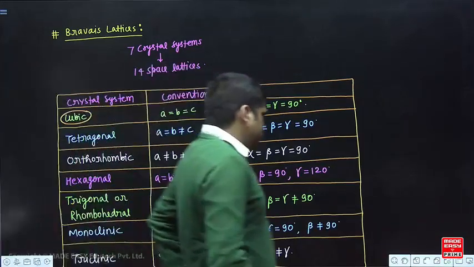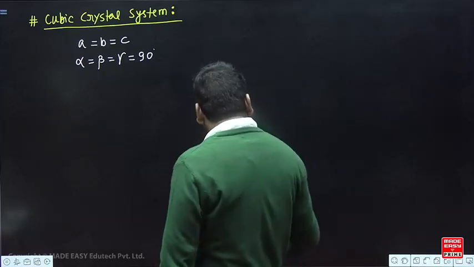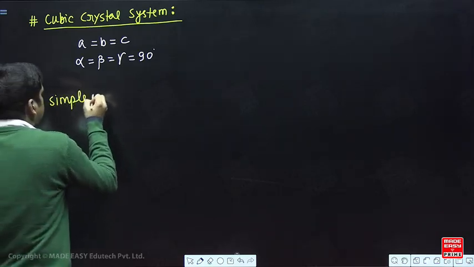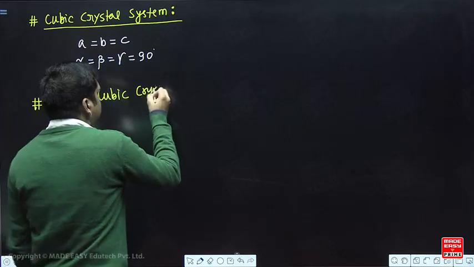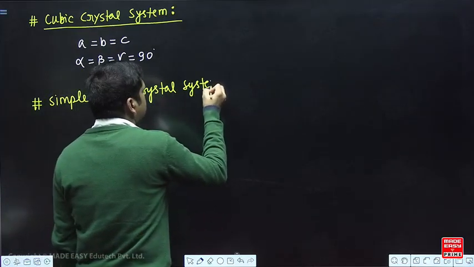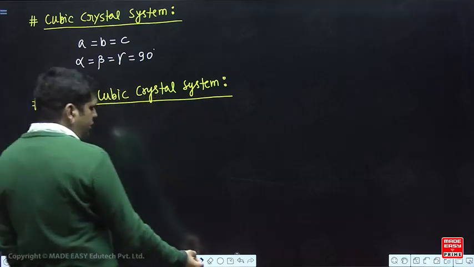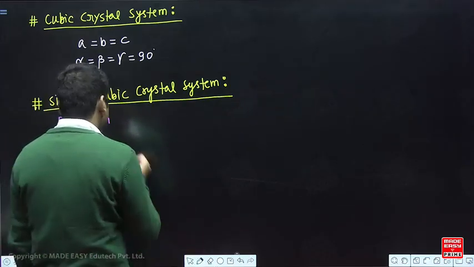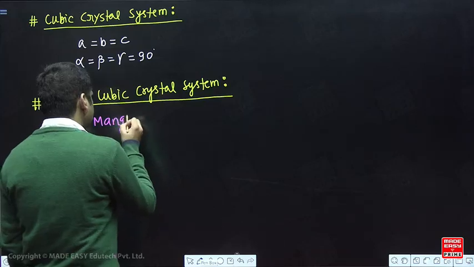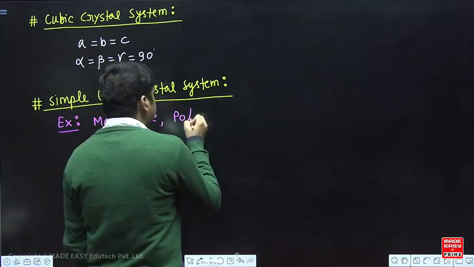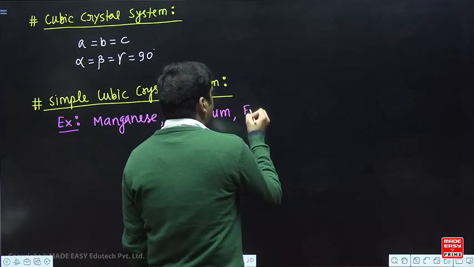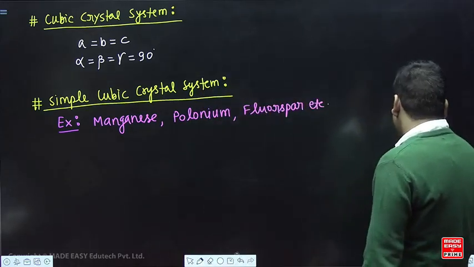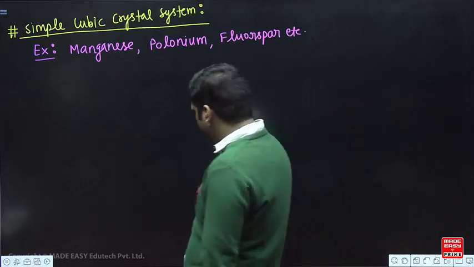Let's see cubic crystal system. So in cubic crystal system there can be 3 types of space lattices. The first one is simple cubic crystal system. This kind of cubic crystal system is generally exhibited by manganese, polonium, fluorspar, etc.